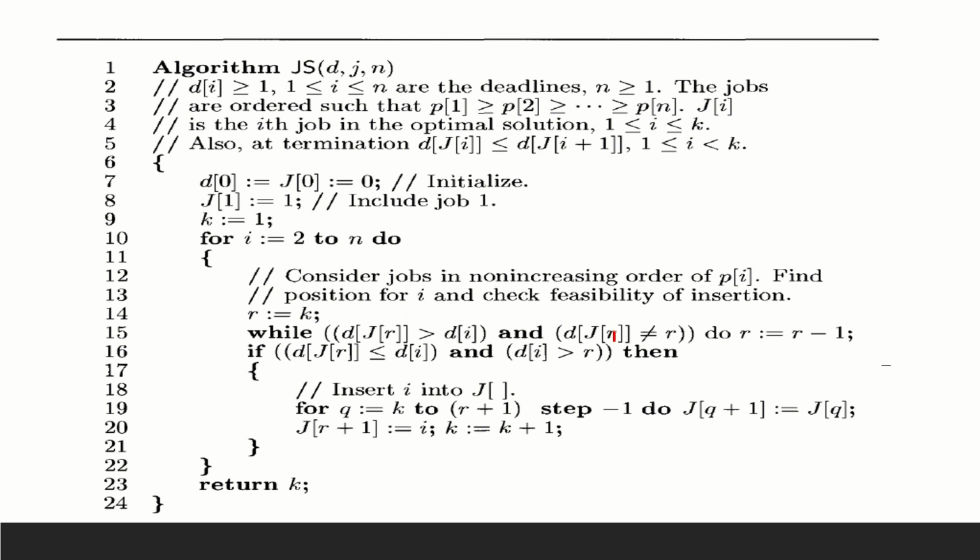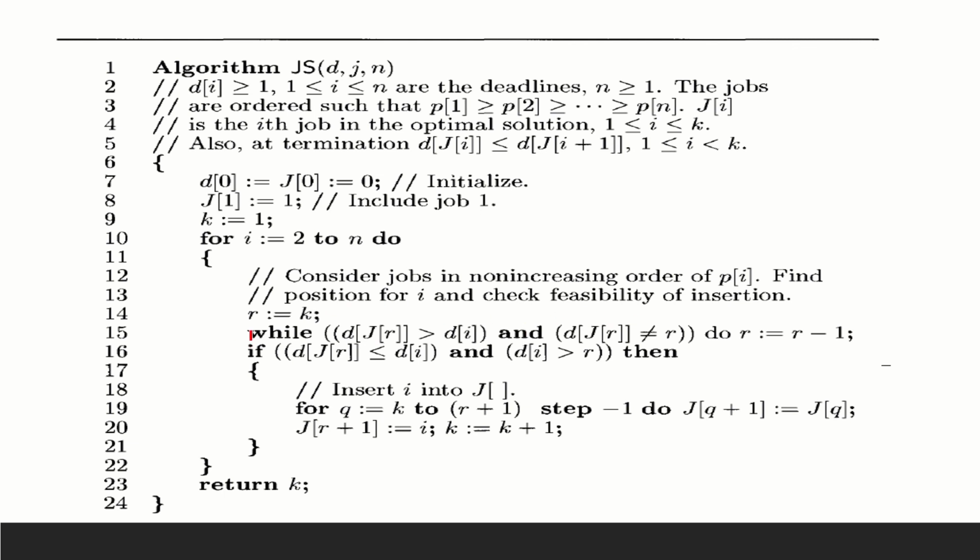The second condition of the while loop is that the deadline of the R job should not be equal to the value of R. These values will be compared, and whenever both conditions are true, R will be decremented. Then again we check the while loop, and if the conditions are true, R is decremented again. We come out of the loop whenever any of these conditions is false.